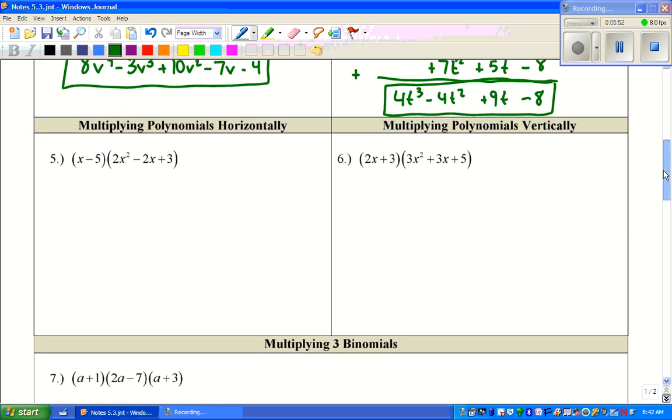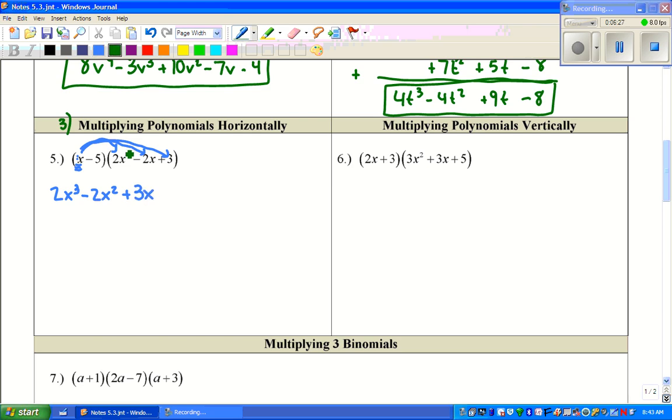Multiplying polynomials. All right, same idea, as you've done in the past. We've worked a lot with a binomial times a binomial. Now we're going to talk about a binomial times a trinomial. So what we do is we take this first variable right here, and I'm going to multiply that by every single thing inside the second set of parentheses. So I'm going to do x times 2x squared, which would give me 2x to the third power. X times negative 2x would give me minus 2x squared. And then you got x times a positive 3, which would give me plus 3x.